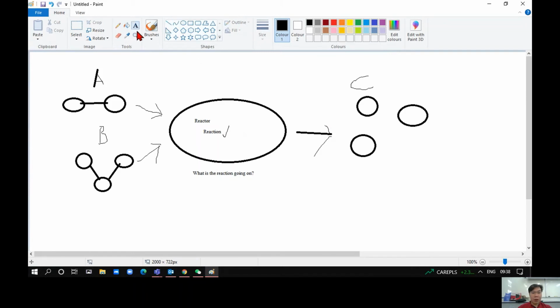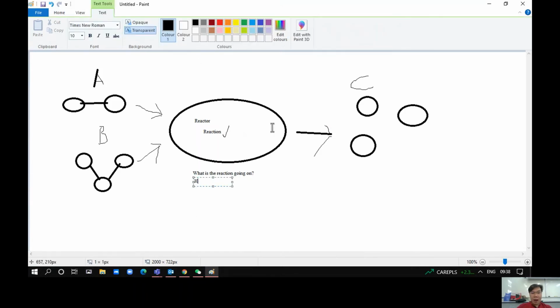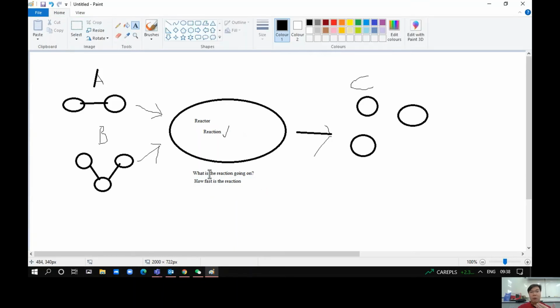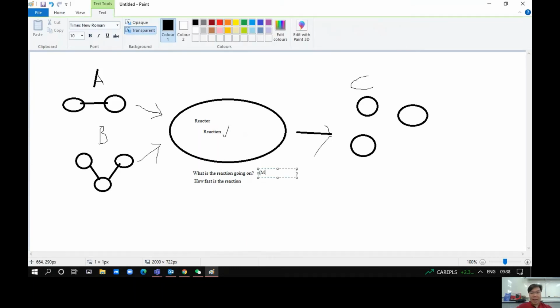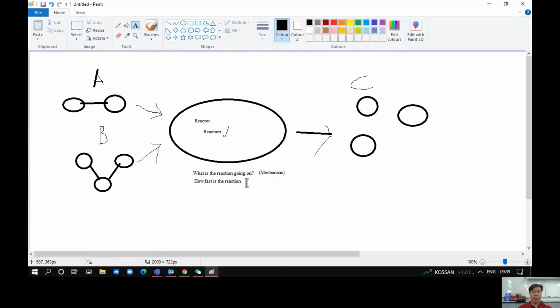Then we will also ask things like how fast is the reaction? This is basically the second question that we have to ask ourselves. The first question, what is the reaction going on, is where we will be trying to explore the mechanism of the reaction. Basically, how does the chemistry play its role in affecting this reaction? We need to study the fundamental concept. That is called the mechanism, the first part of reaction engineering.